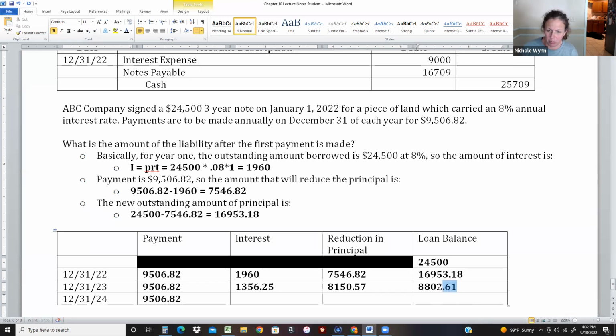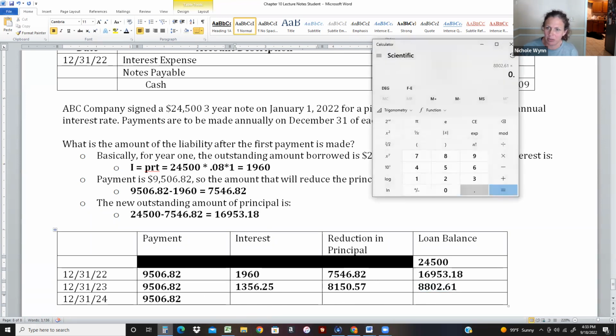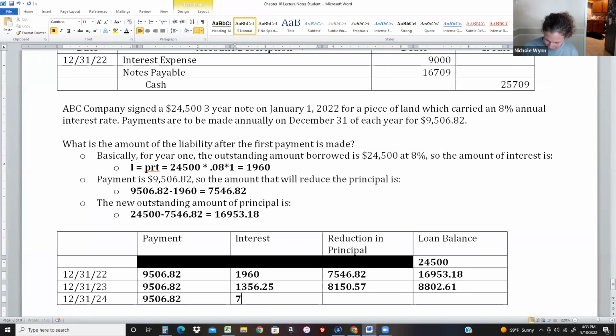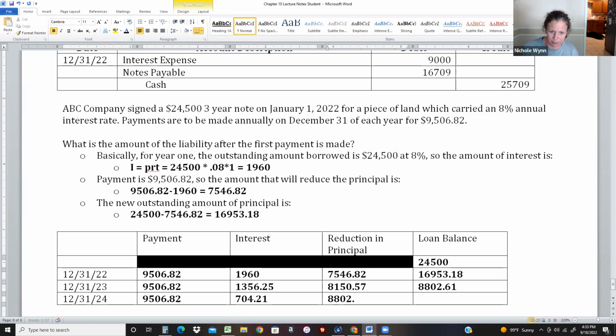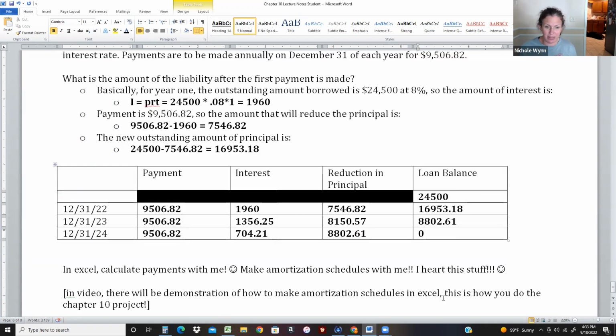Students are often asking me, well, why would you have to pay 9506 when the loan balance is only 88? But that's because we're going to charge you interest because you're going to wait a whole year to make this next payment. So I equals PRT and our next payment is at 0.08, 704.21. So the amount that goes to principal is 9506.82 minus 704.21, 8802.61. So when you make that payment, now the loan balance is 0. So that's how you build a loan amortization schedule. And that's how you do it by hand.